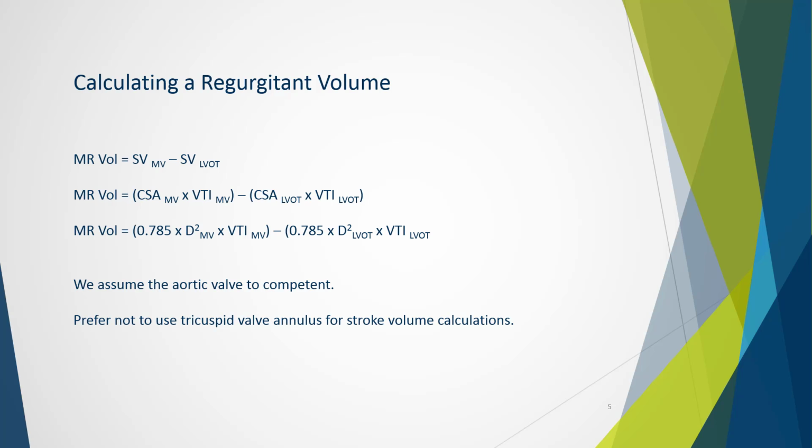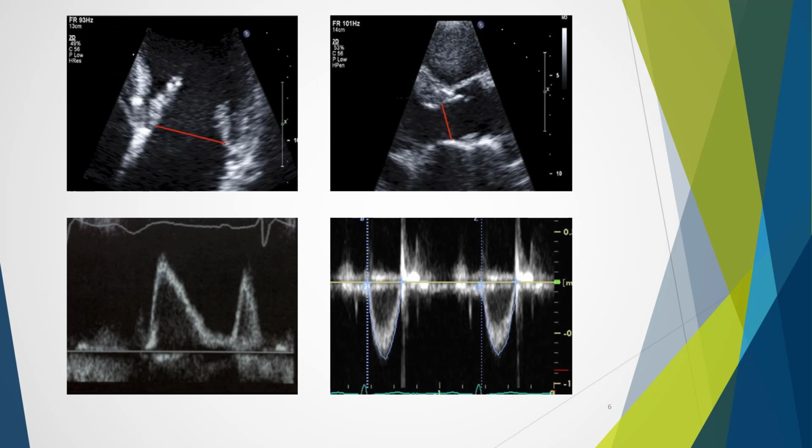Similarly, for assessing aortic regurgitation, we can calculate normal stroke volume through the mitral valve or the LVOT, or again the vessels arising from the heart. The tricuspid valve is not preferably used due to difficulty and lack of reproducibility in measuring the actual diameter accurately. This can lead to significant error in our calculations.